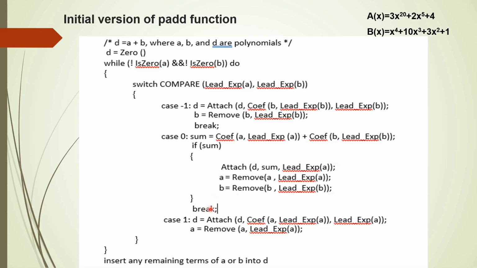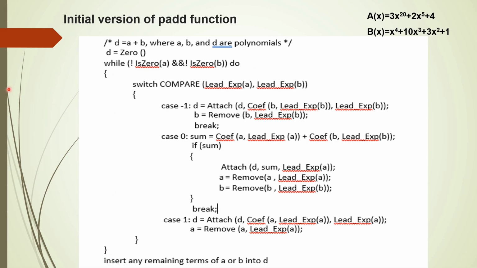Then after the break, again it goes to here. Now terms of polynomial a is 0, and terms of polynomial b is also 0. So the end-check function will return true. So not of true is false, that is 0. 0 and 0 is 0. It will come out of the while loop.